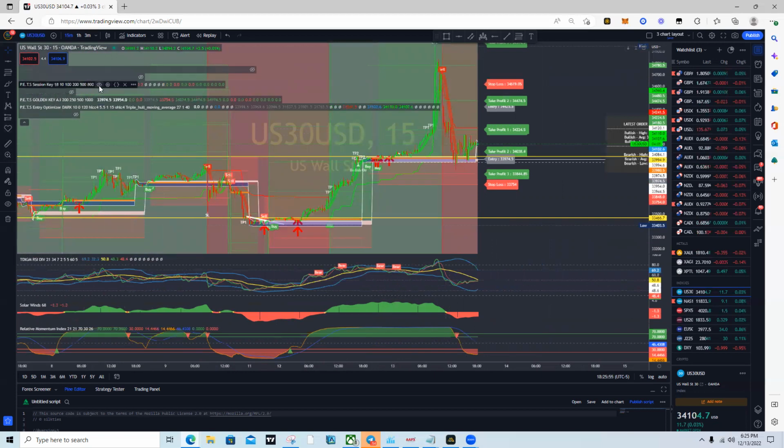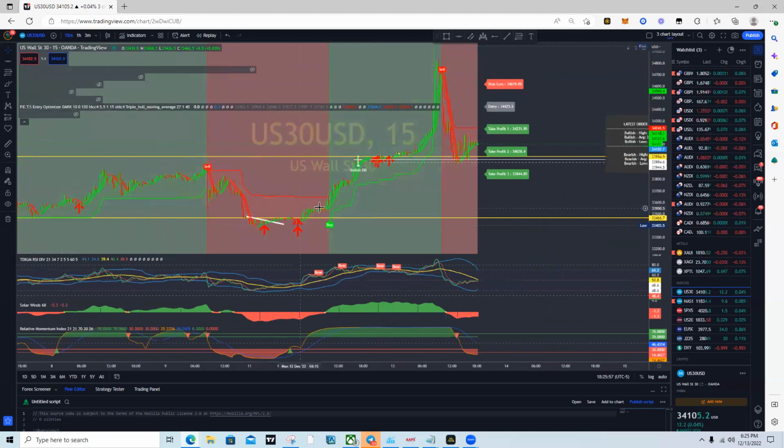Now let's take off the session key. Let's take off the golden key. The optimizer gave you the buy here, and then gave you the sell. The huge pullback back to the zone, it gave you the sell back down. Notice the buy. Notice where this buy is at.